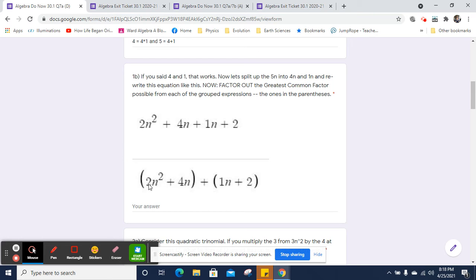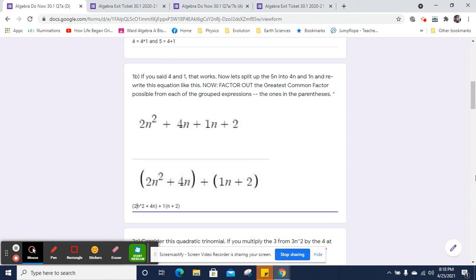And now I've grouped the 2 sets of terms. So I'm going to look for the greatest common factor I can pull out of each. So here I have 2n squared plus 4n. And then I've got plus 1n plus 2. Now over here, this is the easy one. I can't get anything but a 1 out of here. So divide that by 1, it's just the same thing. Divide 2 by 1, it's just that. So I'm just going to leave that alone. Can't do any more than that.